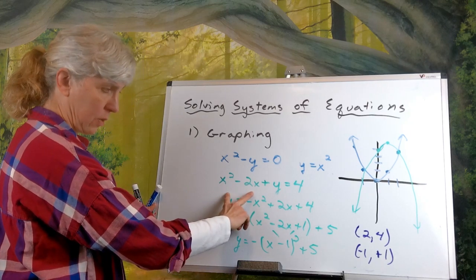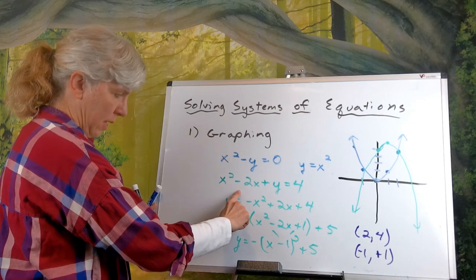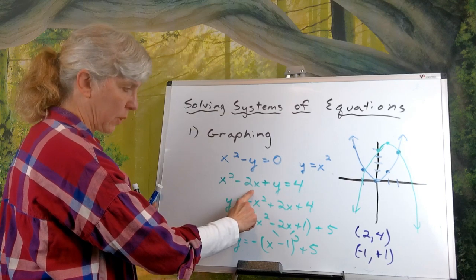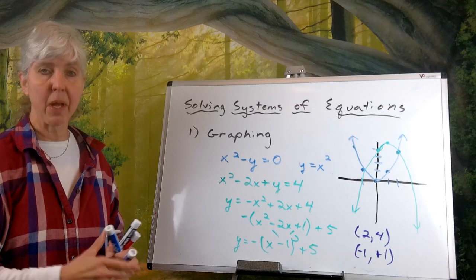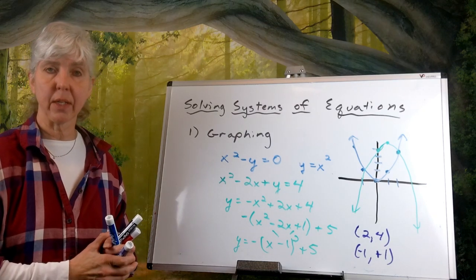And if you plug it in here as well, you get 1, plus 2 is 3, plus 1 is 4. So I know I found my intersection points. So that's solving by graphing.